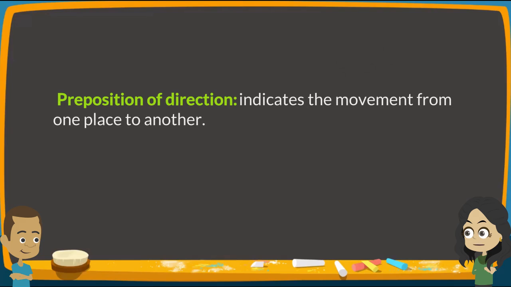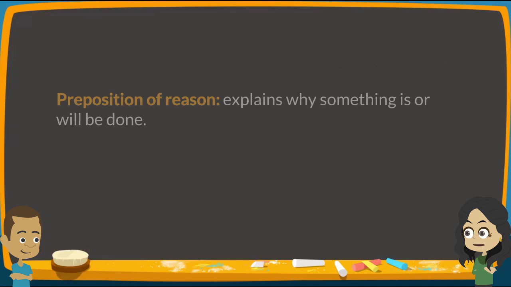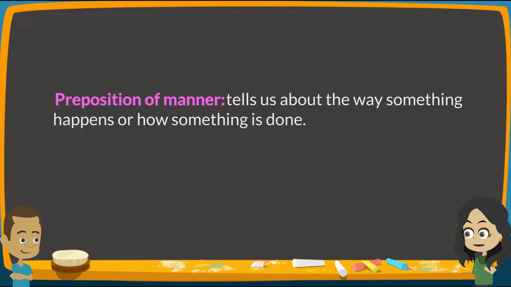Prepositions of direction indicate the movement from one place to another. For example, we bought popcorn from a stall across our school. Prepositions of reason explain why something is or will be done. For example, the lights won't work now since there is no electricity. Prepositions of manner tell us about the way something happens or how something is done. For example, we talk with our hands and mouth.